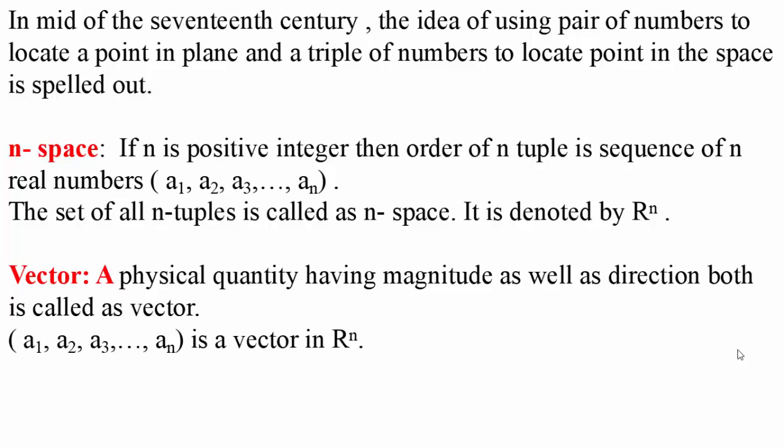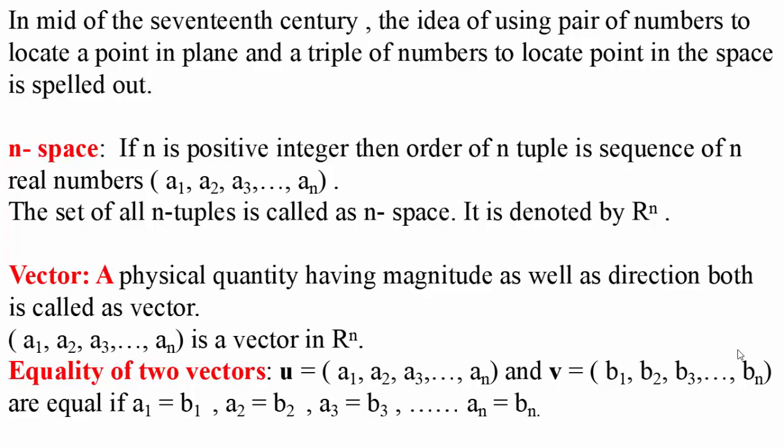Now we shall define vector. A physical quantity having magnitude as well as direction both is called a vector. An ordered n tuple a1, a2, a3, and so on up to an is a vector in Rn.